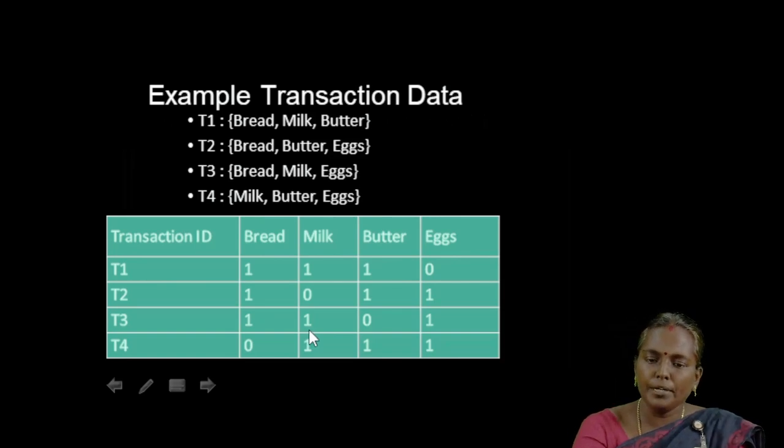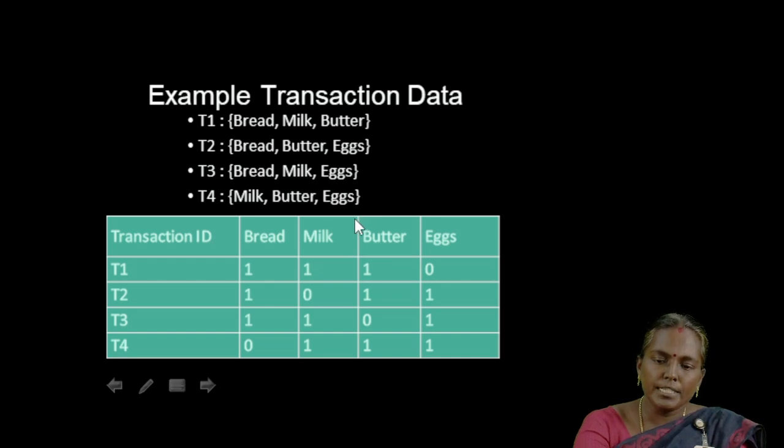Here is an example transaction. I have given only 4 transactions for simple explanation. Transaction T1 has bread, milk and butter. Transaction T2 has bread, butter and eggs. Transaction T3 has bread, milk and eggs. Transaction T4 has milk, butter and eggs.